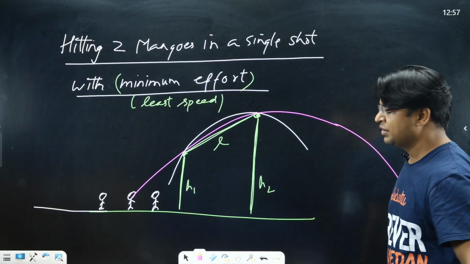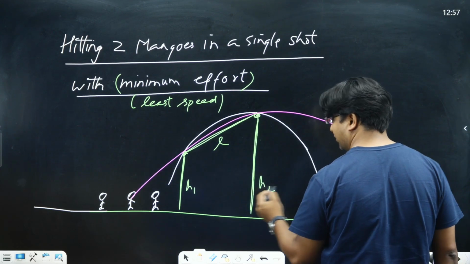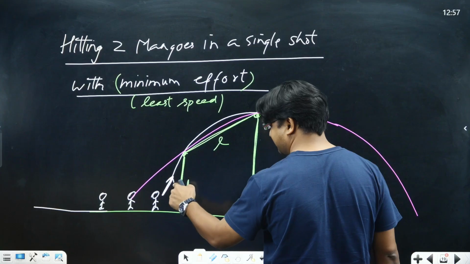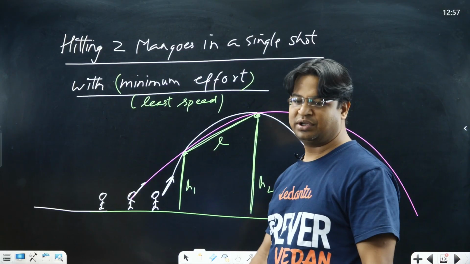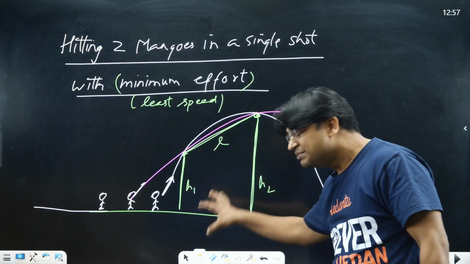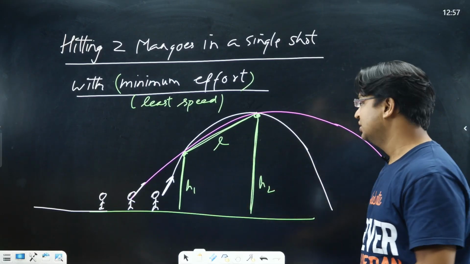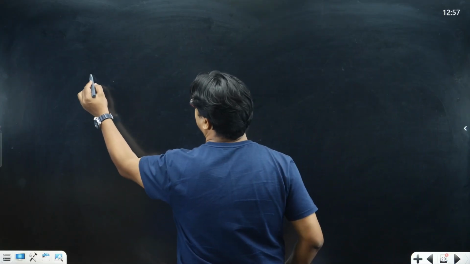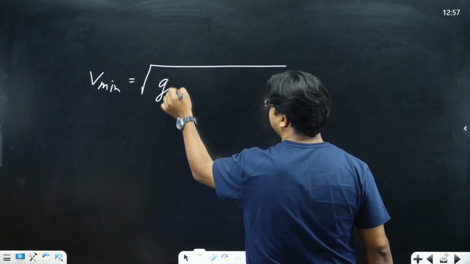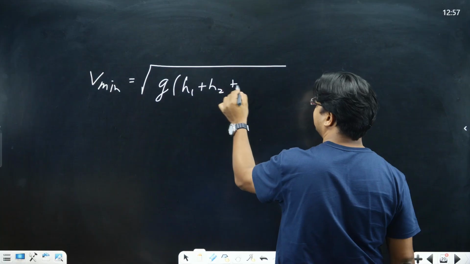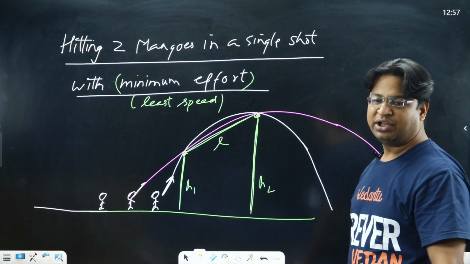But whoever hits the two mangoes with the least speed, whoever manages to keep the speed of projection lowest, will be the winner. So what is this minimum speed that is required to hit two mangoes in the same shot? The answer to this is, the minimum speed required is root of g times (h1 plus h2 plus L). So h1 plus L plus h2, times g. So this is the result.